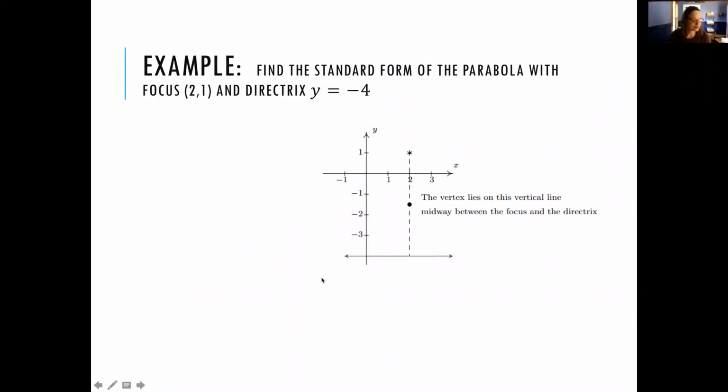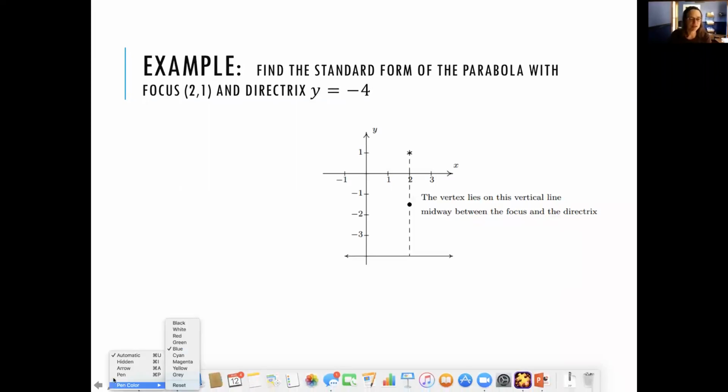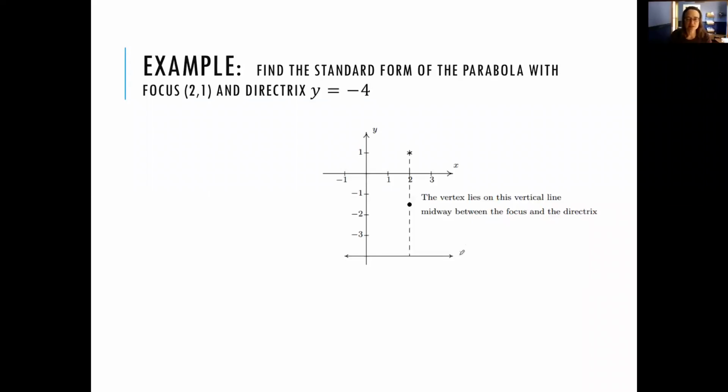Okay, let's do another example here. Let's write the standard form of the parabola with a focus of 2, 1 and a directrix of y equals -4. So horizontal line for a directrix. So this is my directrix. This means we've got a vertical parabola. The focus is above the vertex. So my parabola is going to have to open upwards somehow.